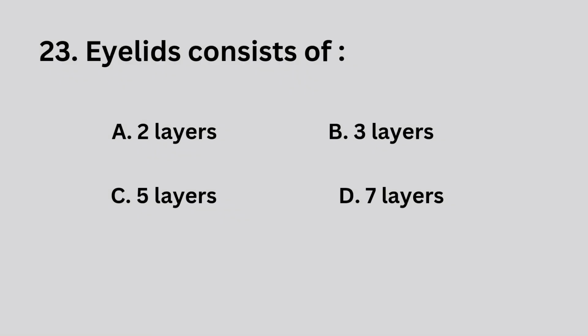Next question. Eyelids consist of? Option A, 2 layers. Option B, 3 layers. Option C, 5 layers. And option D, 7 layers. Correct answer is option D, 7 layers.